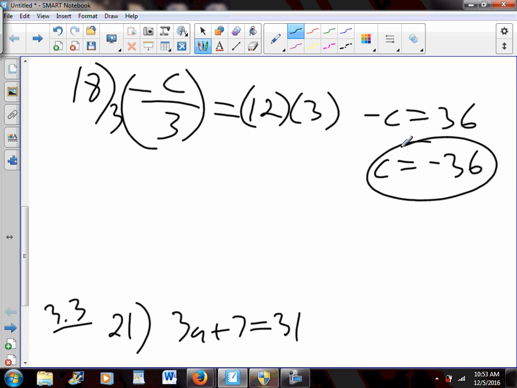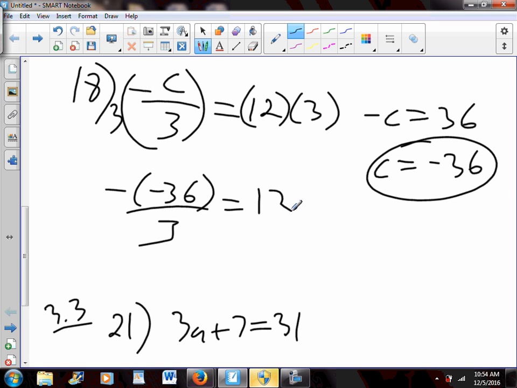Okay? Now, if you multiply both sides by negative 3, you could have taken care of the negative and that denominator of a 3 at the same time. But whatever it takes to get you to this answer. But you should put this back in. If c is equal to a negative 36, then this is what it would look like to check it. The negative of a negative 36 equals 12. Is that true?